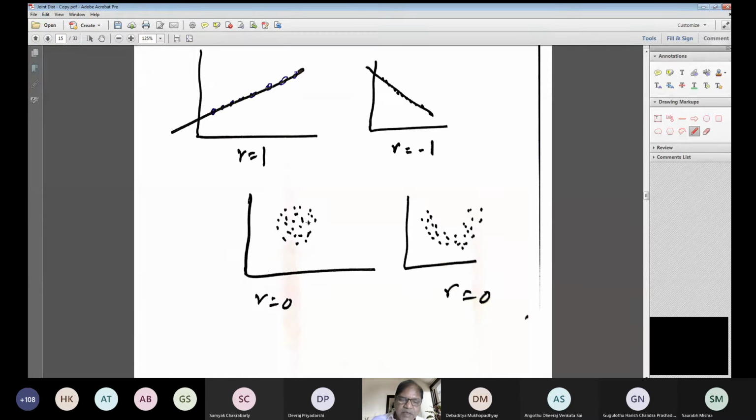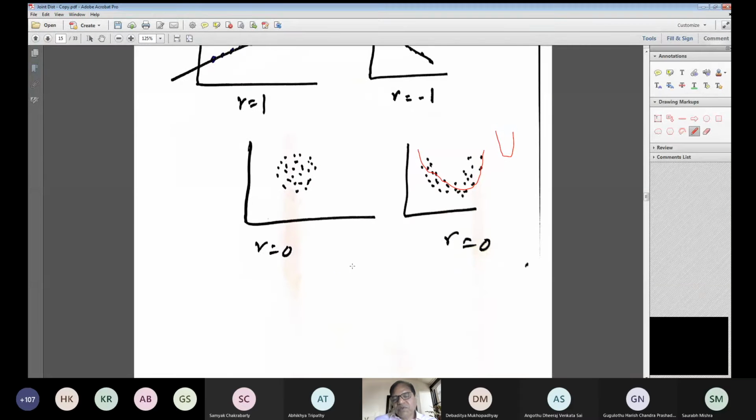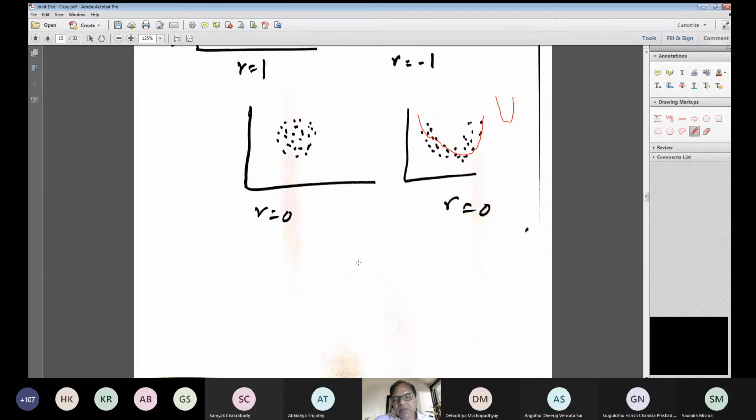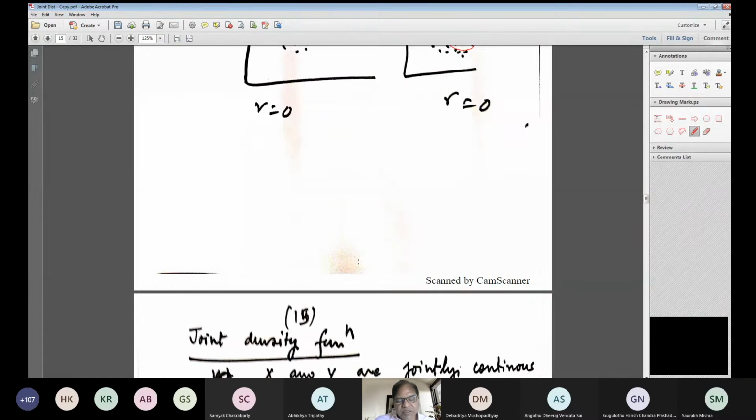Now, these two cases indicate that if all your data looks like this, say in a circular form, then in this case r will be 0. And here, if you plot the data and it is in this form, like this, then in this case also r is equal to 0. So these are some visual representations.